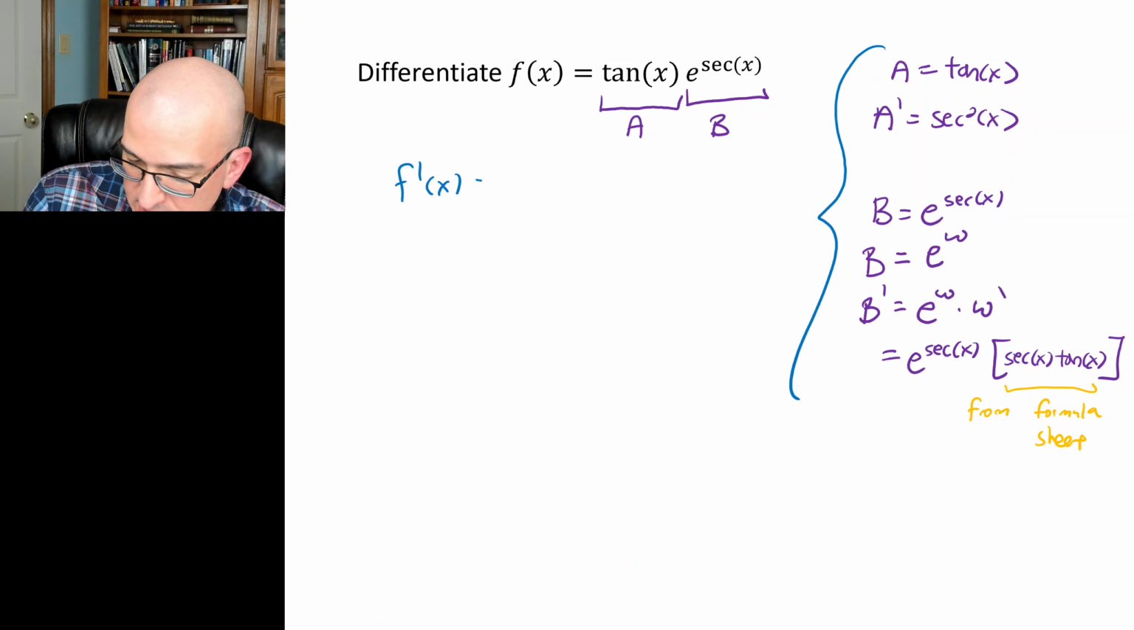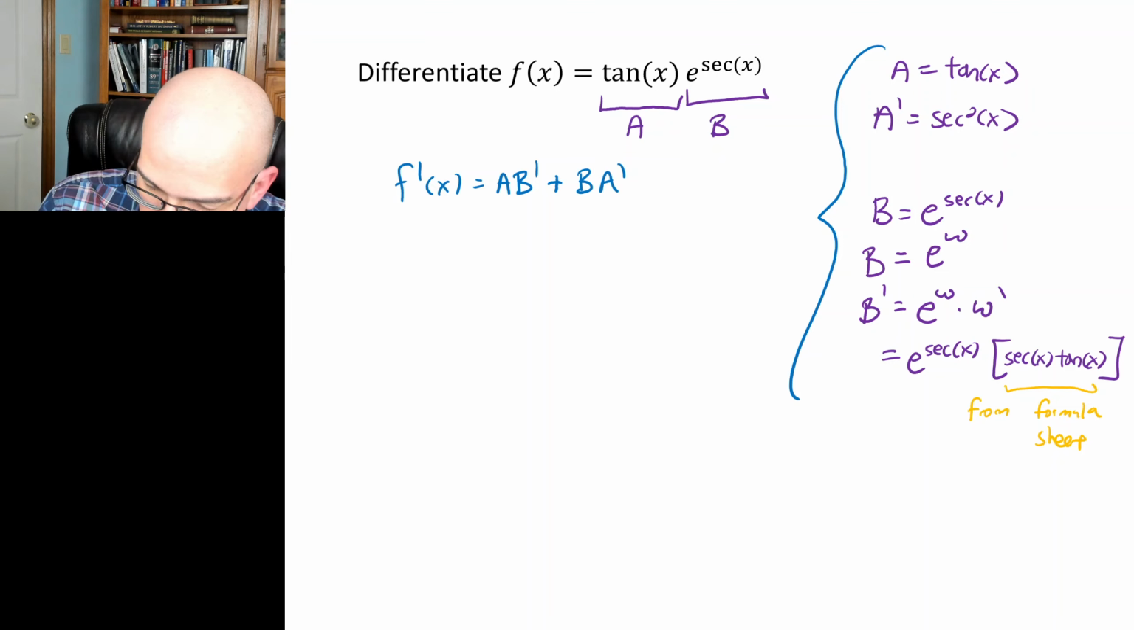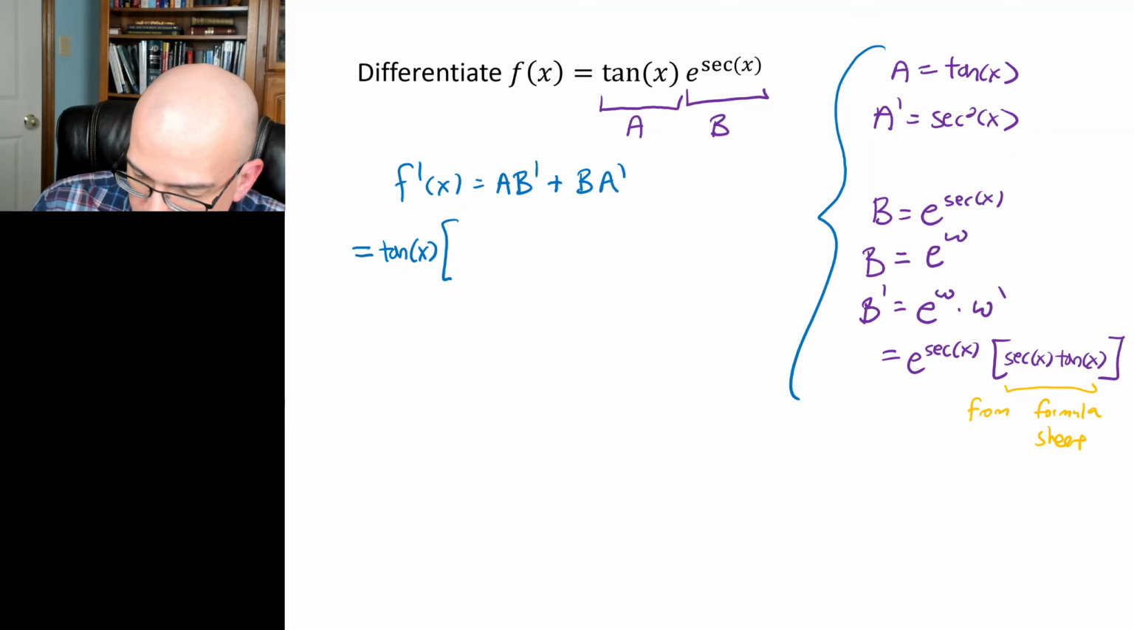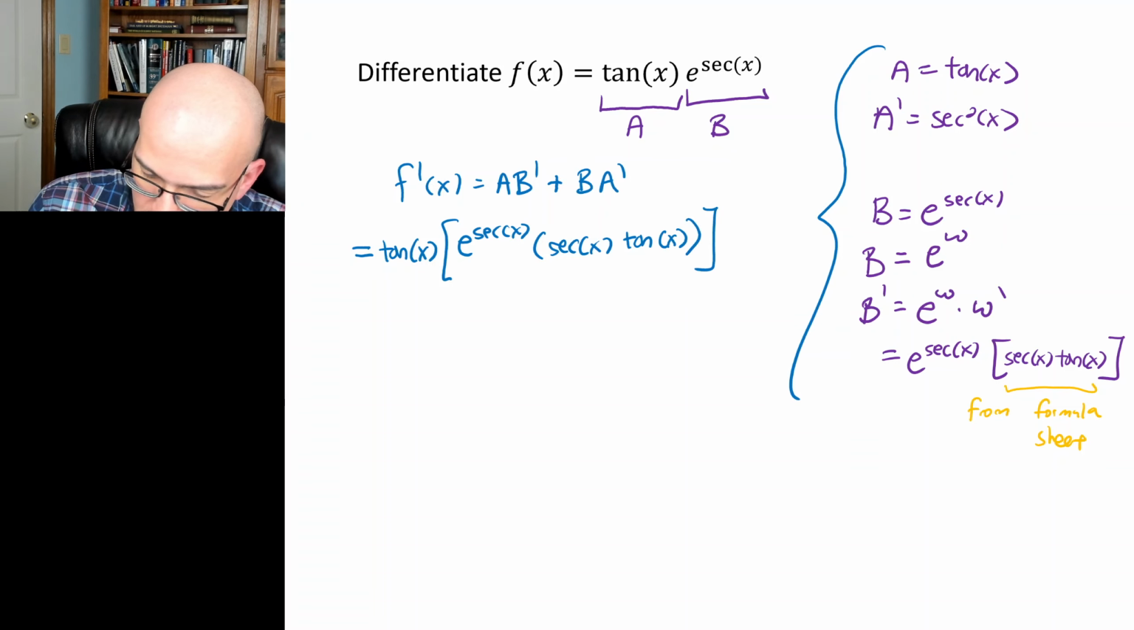F prime of x is ab prime plus ba prime. So a is tan of x. B prime is that big mess that we just created: e to the secant of x times sec x times tan x. Plus b times a prime. E to the power of secant of x for b, and then our a prime is secant squared of x.